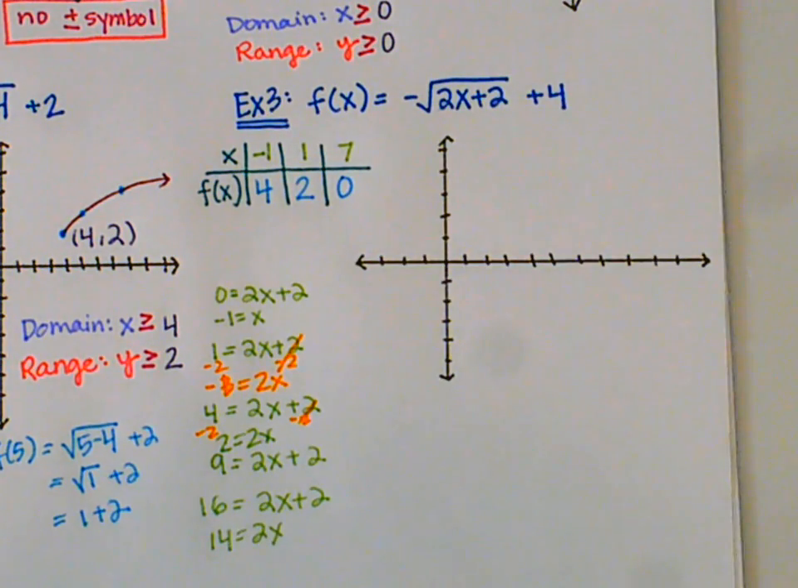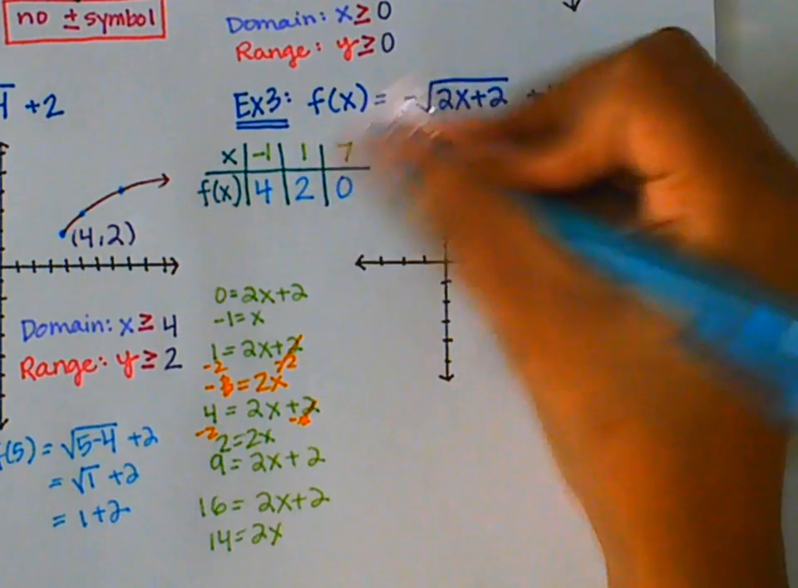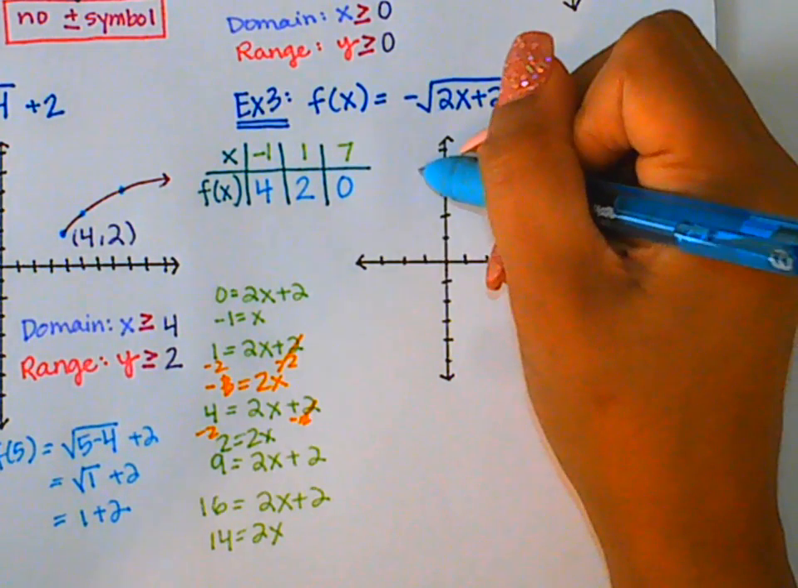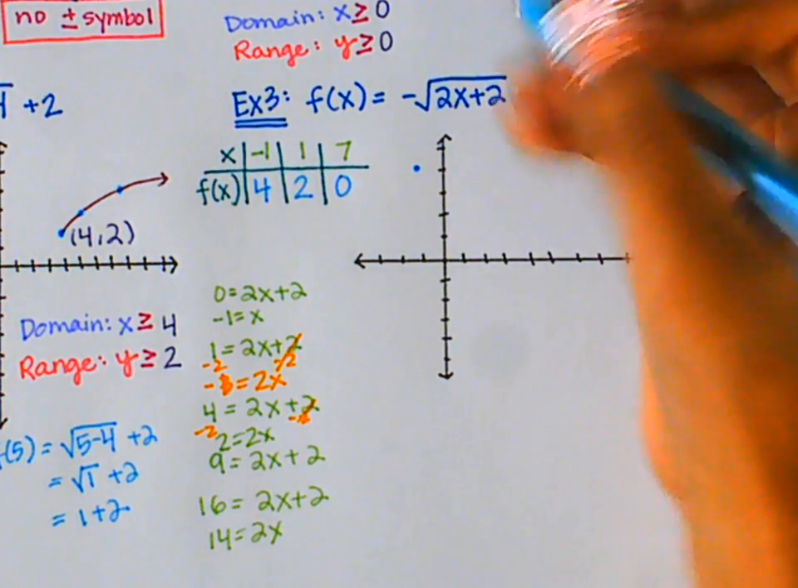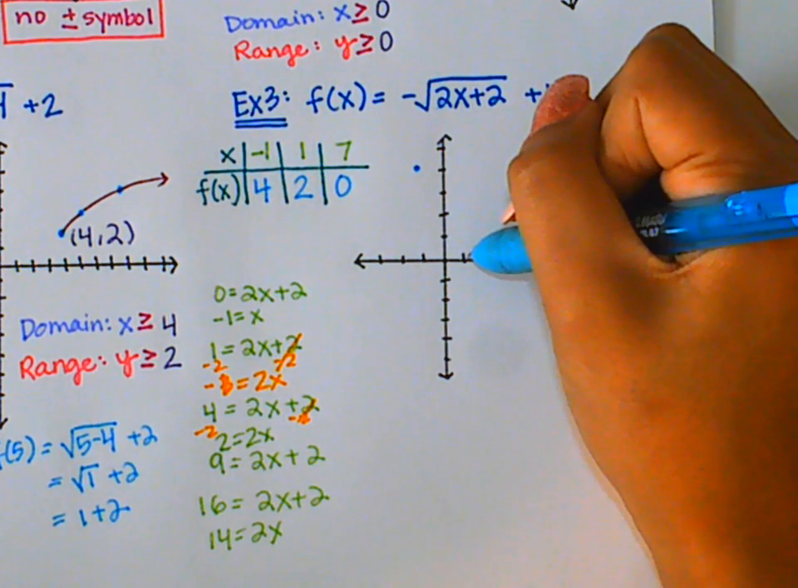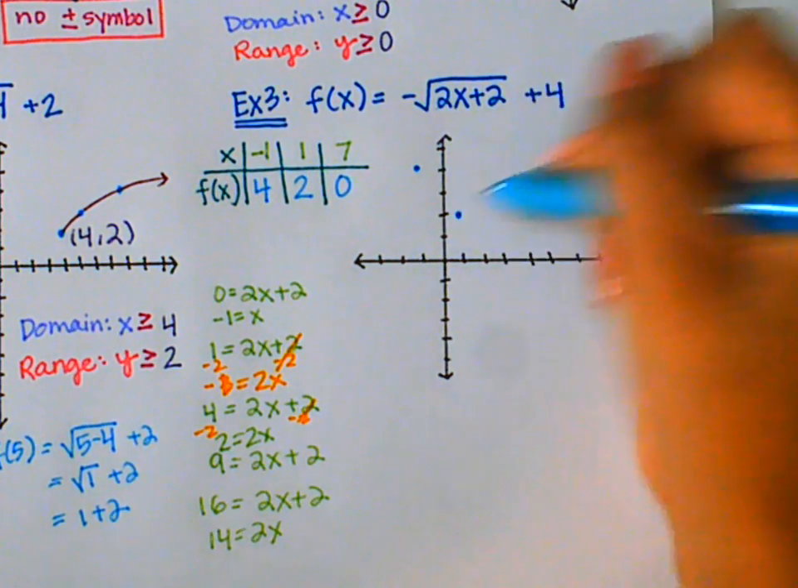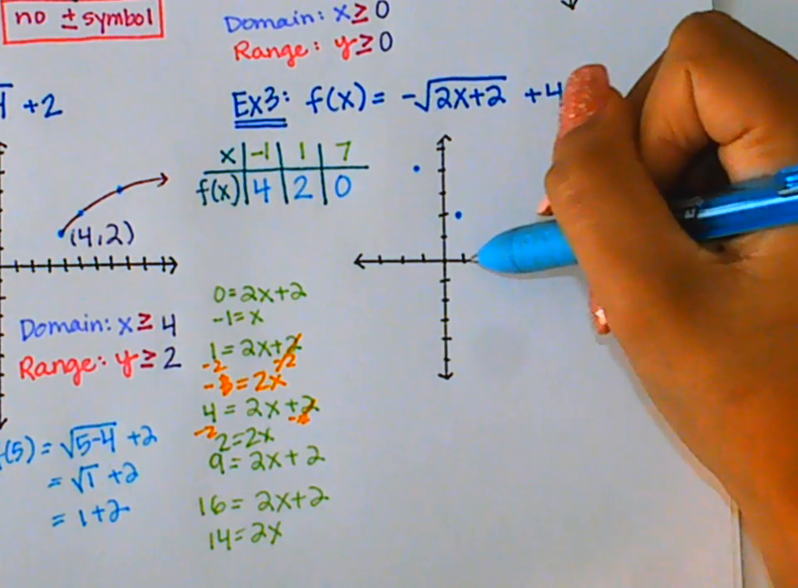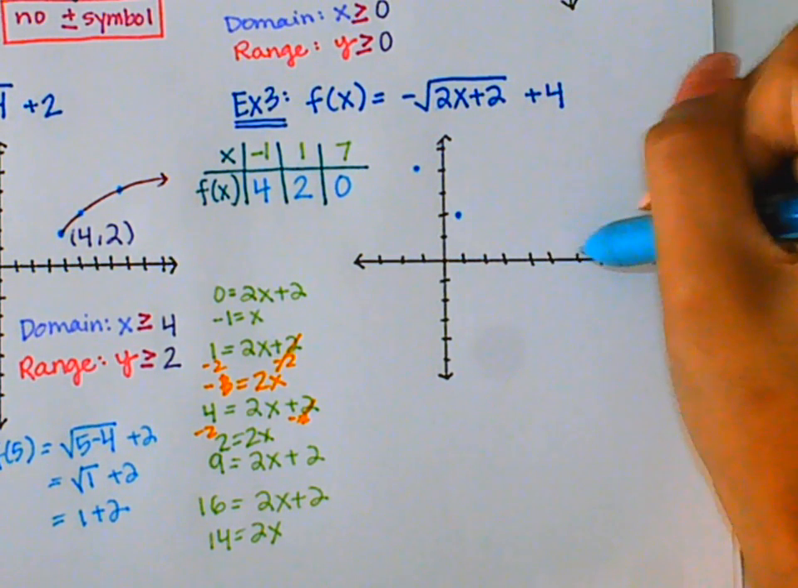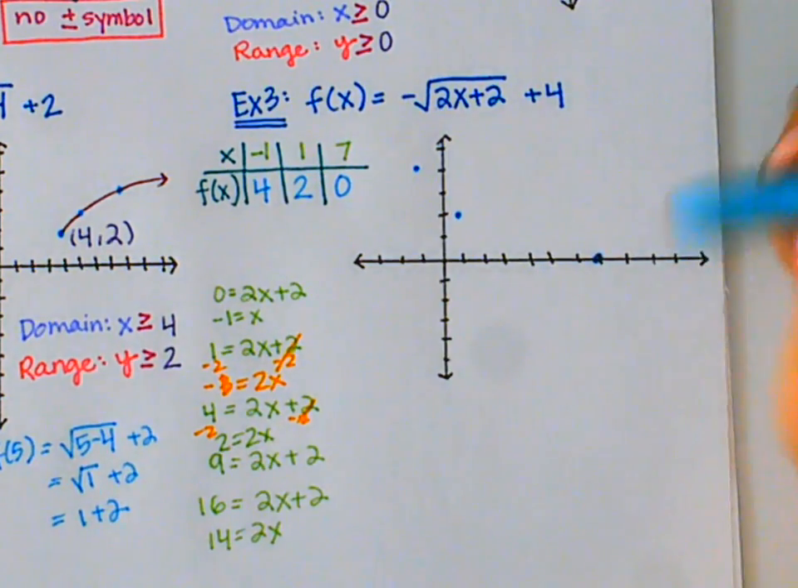Now that I have my 3 points, I'm just going to go ahead and graph them. -1 and 4. There. 1 and 2 puts me there. 7: 1, 2, 3, 4, 5, 6, and 7 puts me there.